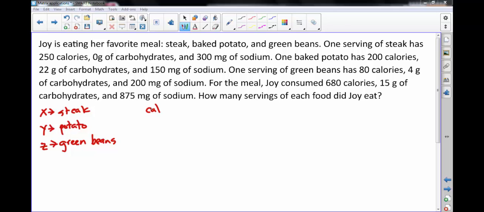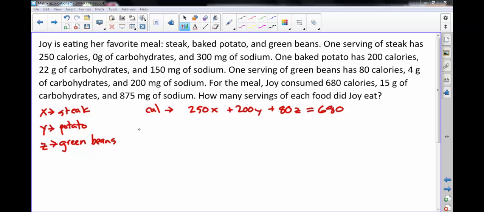So if we were to do our calories equation, it would say, okay, one serving of steak would be 250 calories. One serving of the baked potato would be 200 calories. And then one serving of green beans would have 80 calories. And it says here that Joy's meal was a grand total of 680.